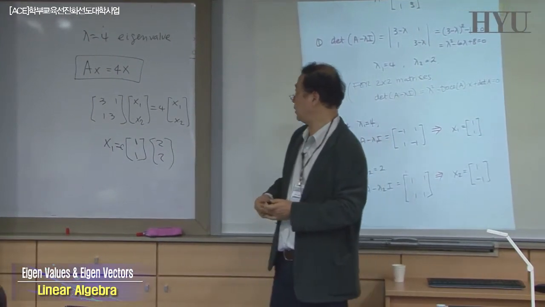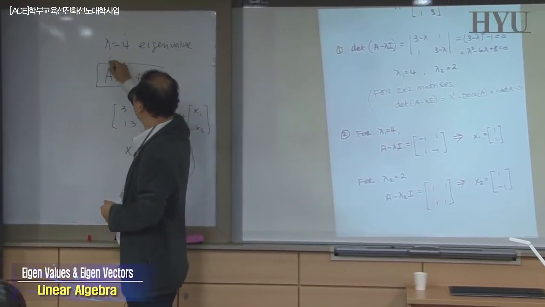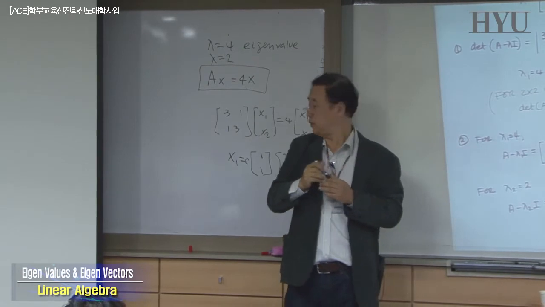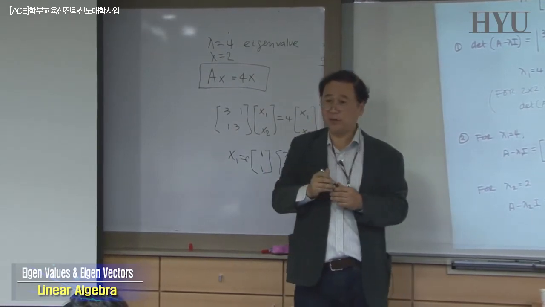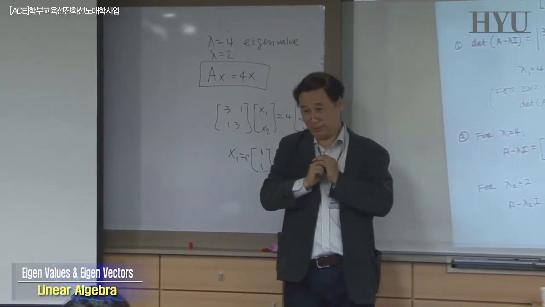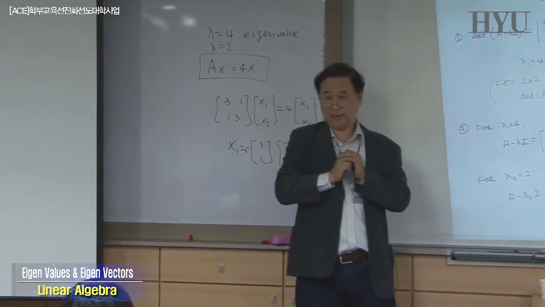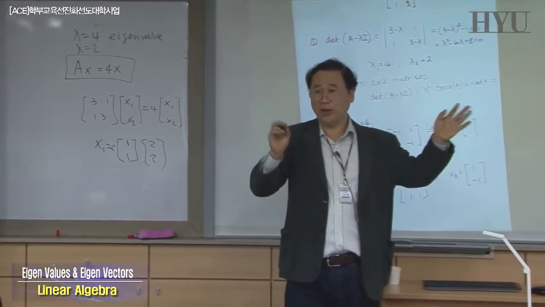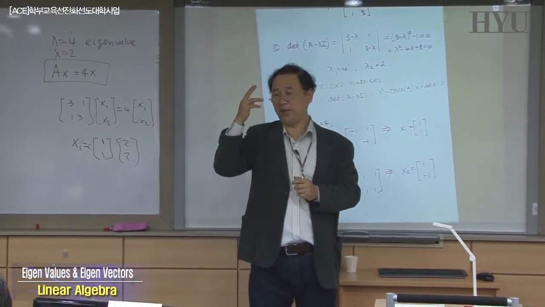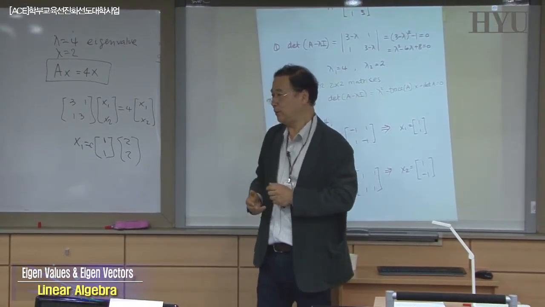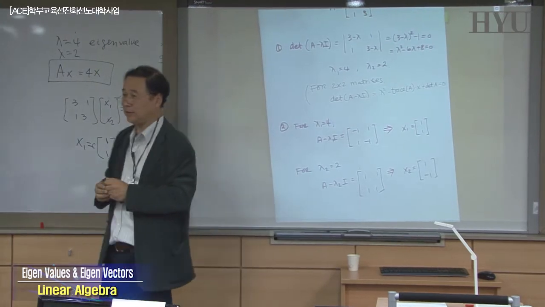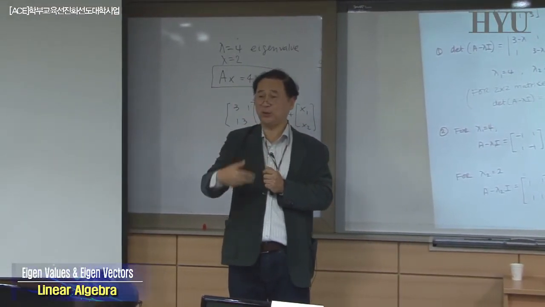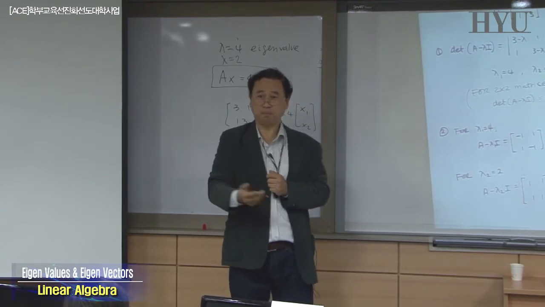Also here, in the case of lambda 4 and lambda 2, because they have different lambdas, all these eigenvectors we found are orthogonal. In the last lecture, I explained the use of orthogonality. When your base vectors are orthogonal, when you multiply vectors, it's much easier, right? That's why orthogonality is important.